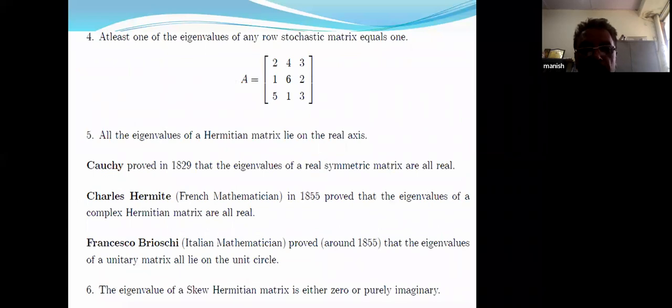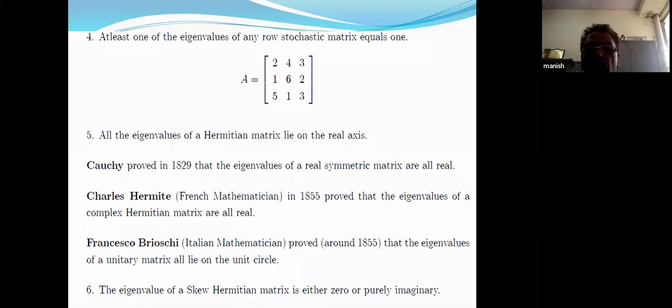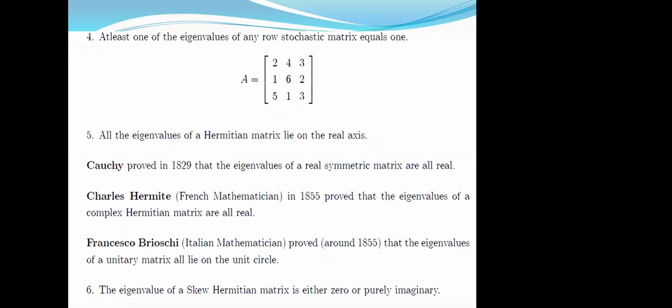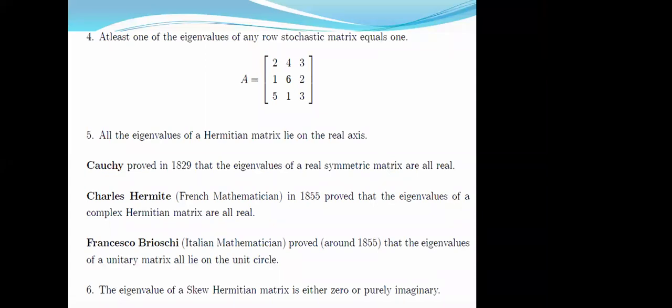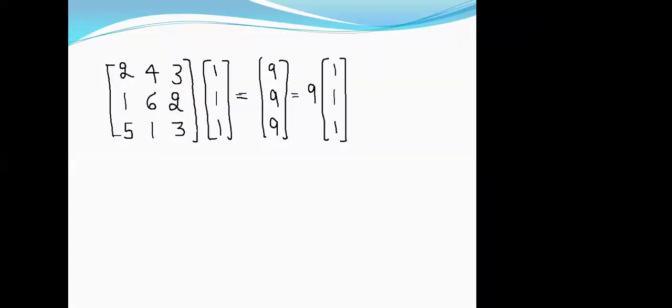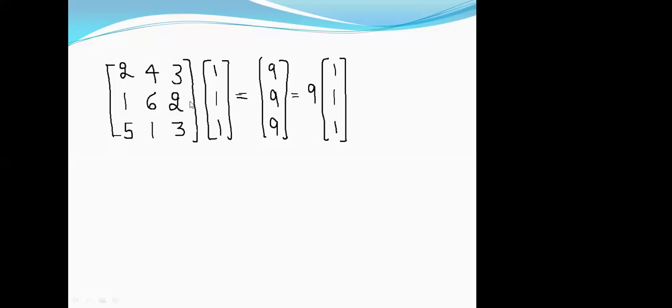Now, stochastic matrices are those for which the row sum is equal to 1. All the elements of the first row sum to 1, similarly for the second row, third row, and so on. And in this case, one eigenvalue is 1. Why? Because, for example, we take this matrix, and (1, 1, 1) is always an eigenvector.